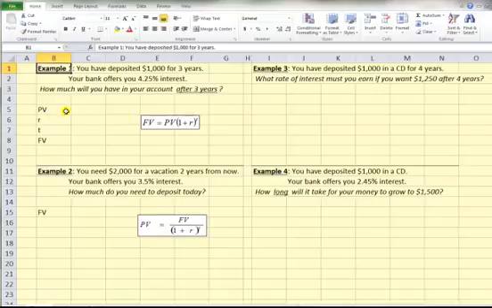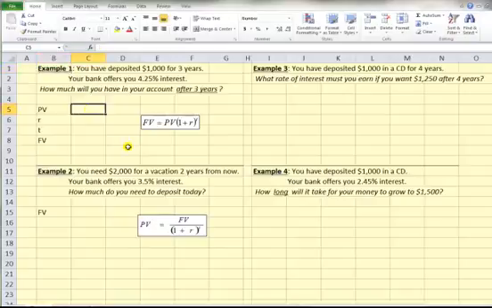Let's write out all our information using the symbols or the notations for each. You know that the basic compound interest formula is written as future value equals present value times 1 plus the rate of interest to an exponent of time. Some of you may have seen that as amount equals principal times 1 plus rate to an exponent of time.